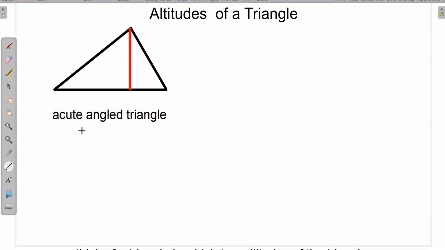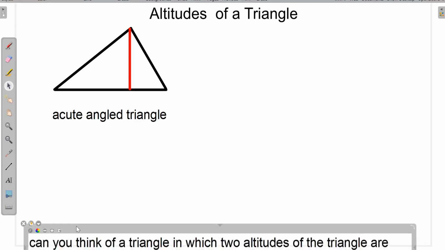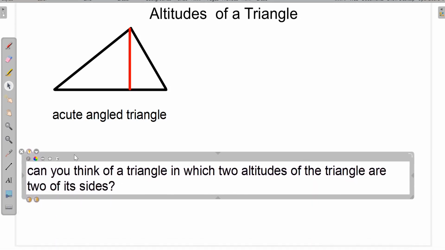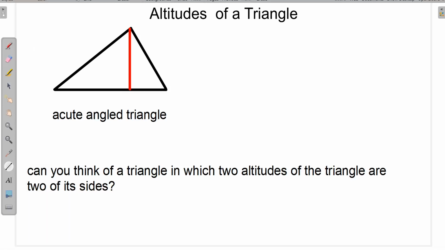Now here I am putting the question, so think about it. Can you think of a triangle in which two altitudes of the triangle are two of its sides? That means we have to think of a triangle in which the altitude becomes the side of the triangle. Here I am drawing that triangle. That triangle is the right angle triangle.